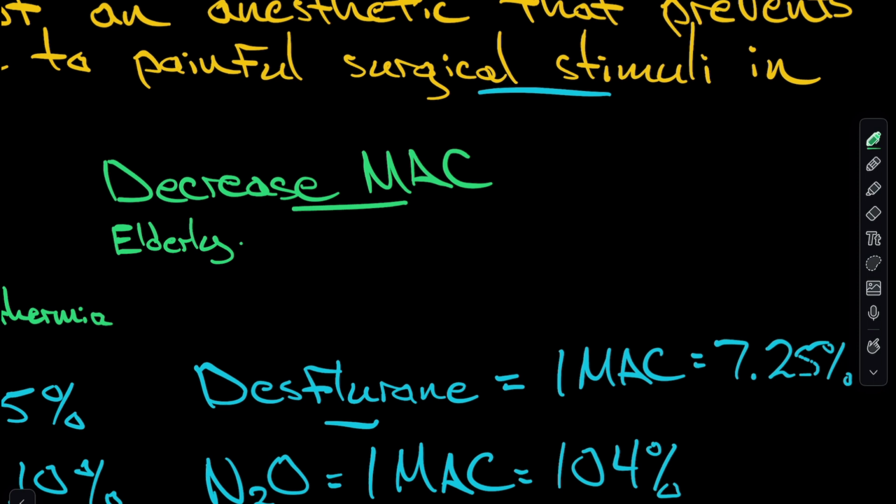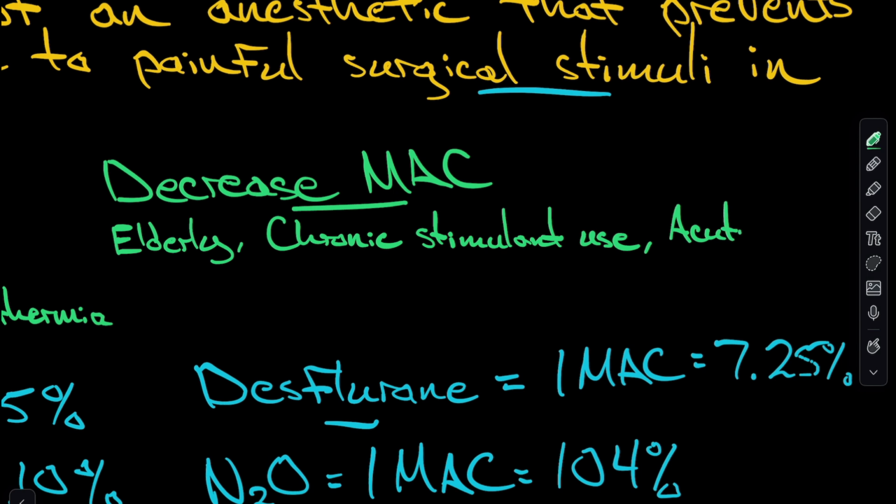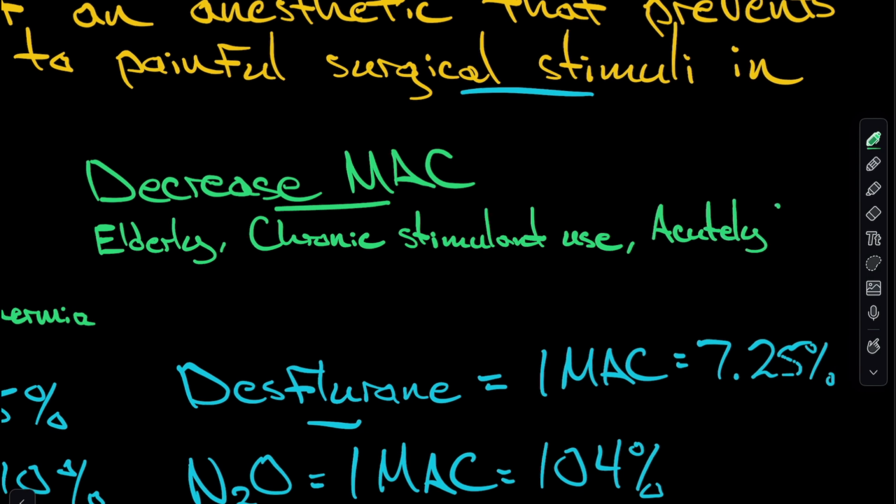So we already said that elderly patients can have decreased MAC requirements, kind of thinking in the opposite of what increases MAC requirements. But if someone chronically is on stimulant use, so then their baseline would be a more depressed state, then they would have decreased MAC requirements. Or if they acutely had alcohol on board, then in that moment they would be in a more depressed state, so they would have decreased MAC requirements, as opposed to hypernatremia.